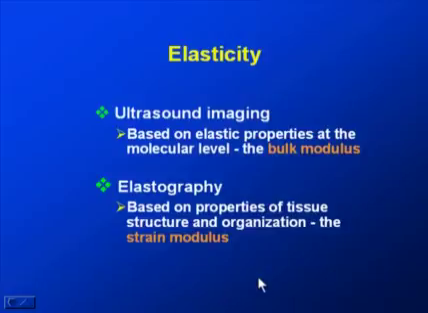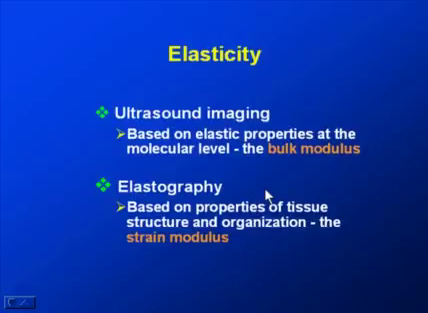When we start talking about elasticity in imaging, obviously we contrast it to regular ultrasound imaging, and really the difference here is that in regular ultrasound imaging we are looking at the elastic properties at the molecular level. We are essentially imaging the bulk modulus of the tissues, whereas in elastography we're looking at the properties of tissue structure and organization, specifically the strain modulus.